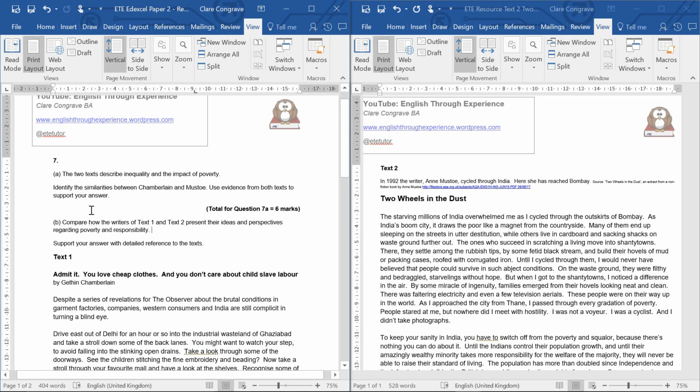If you imagine these 3 separate paragraphs for your 6 marks, each of them is worth 2 marks. For each of those 2 marks you need to make a point, so say how something is similar, and then give evidence from text 1, so get a quote on that topic from text 1, and then give a quote on that topic from text 2. It's not as tricky as people think.